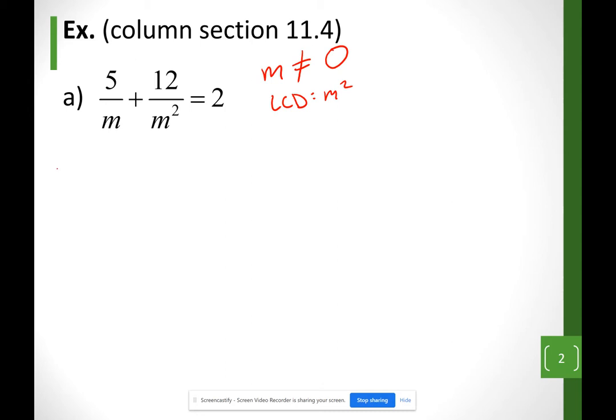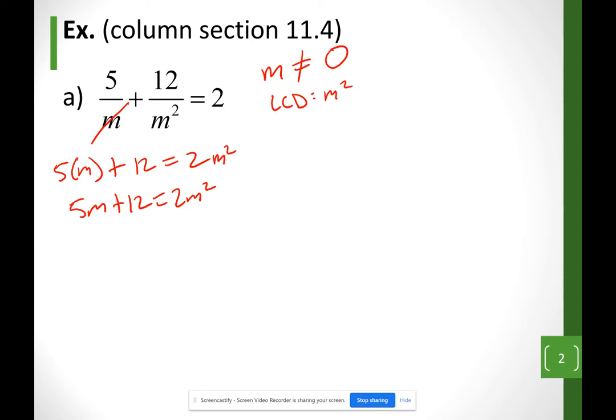So for my first fraction, I have a 5. If I was to cancel 1m from my LCD, I'm left over with 1m. Plus, I have a 12 on the top. If I was to cancel m squared from my LCD, I will have nothing. Equals 2. 2 is not a fraction, so I have to multiply this with m squared. So I'm left with 5m plus 12 equals 2m squared.